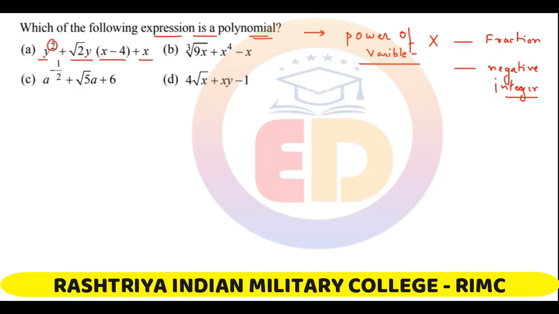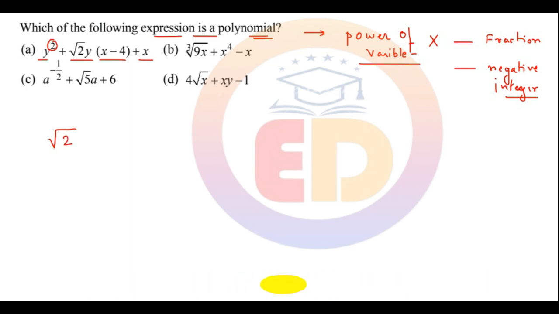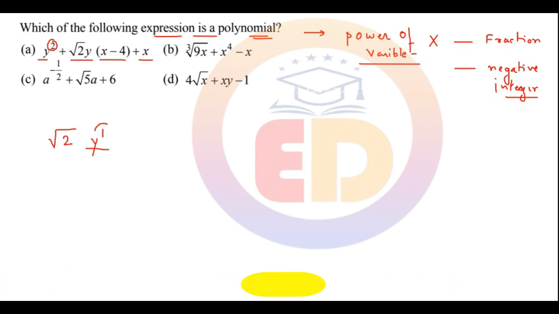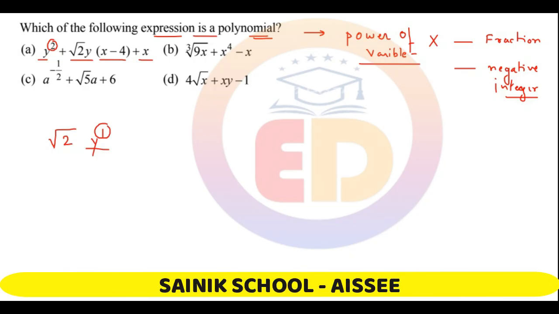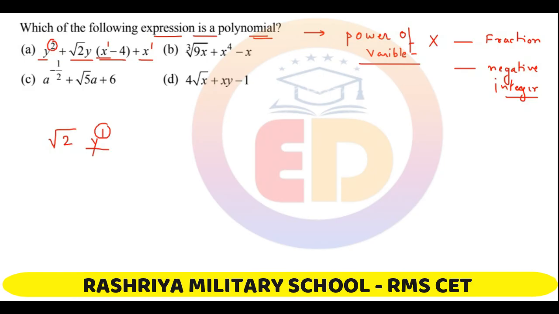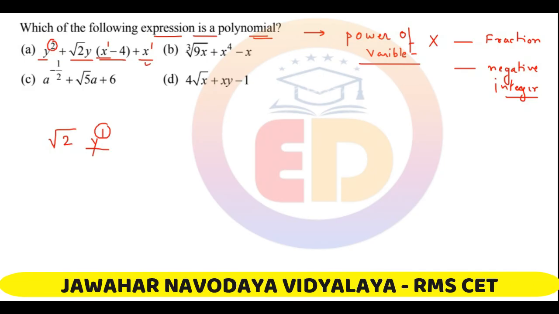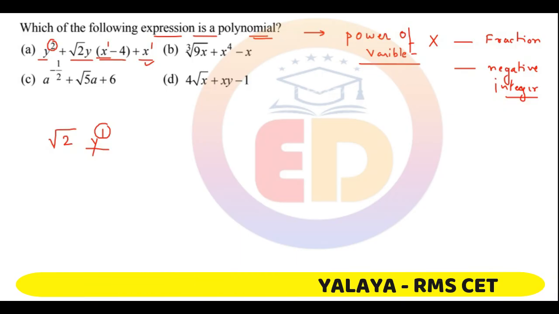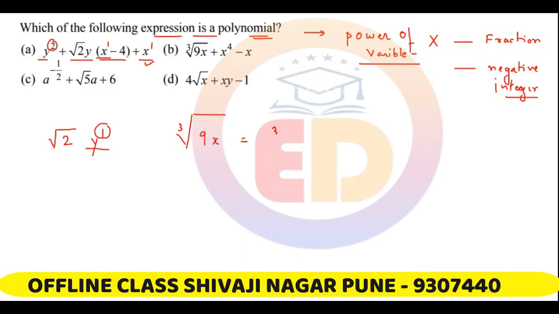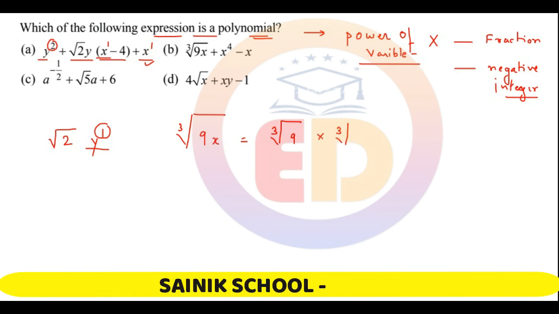In the second term, don't get confused by root 2y. Y is not inside the square root, so the power of y is 1, which is a non-negative integer. Again, here x power is 1, this x also has a power 1. So this is actually a polynomial. Option A is a polynomial. Second option, this is cube root of 9x, which can be expanded as cube root of 9 into cube root of x.